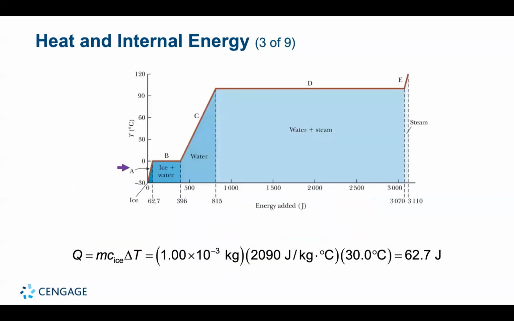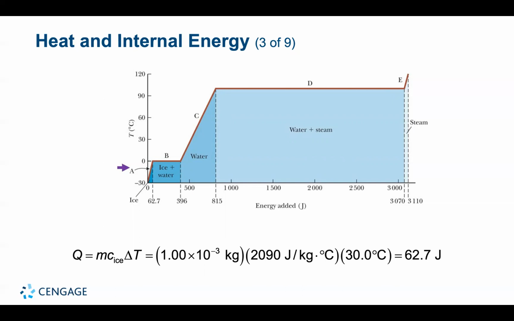So in this figure, we have a plot of temperature versus energy added when 1 gram of ice initially at minus 30 degrees C is converted to steam at 120 degrees C. So let's think about adding energy to a 1 gram cube of ice at minus 30 degrees C in a container held at constant pressure.